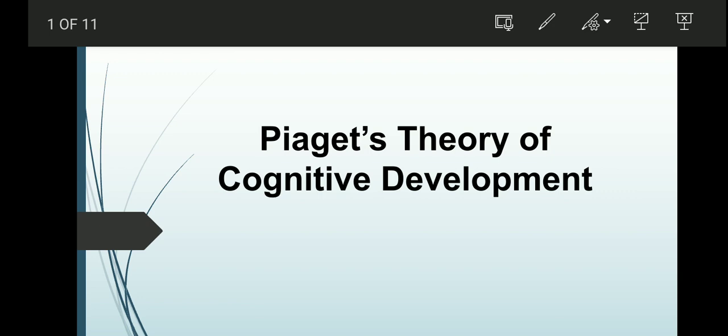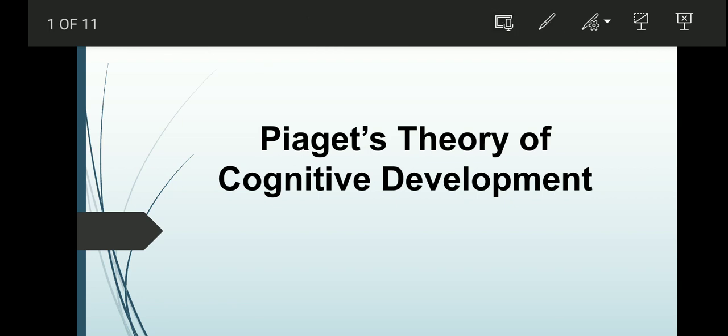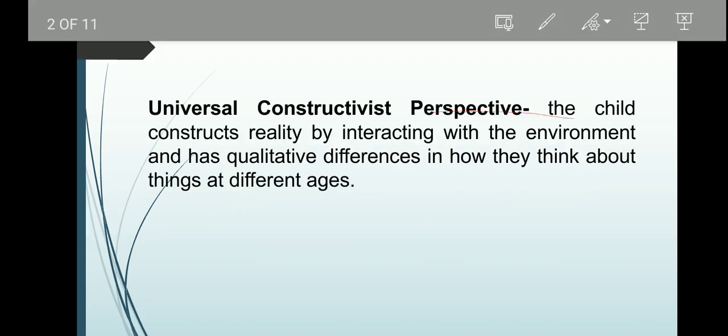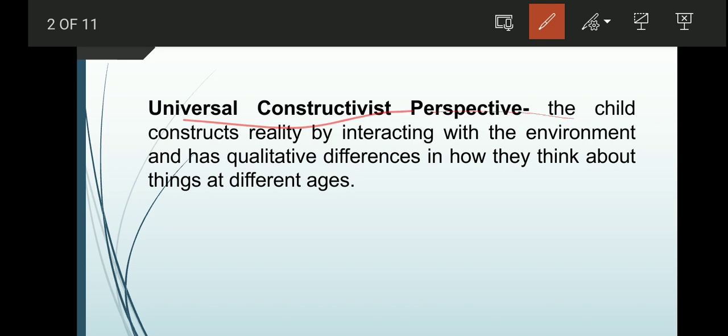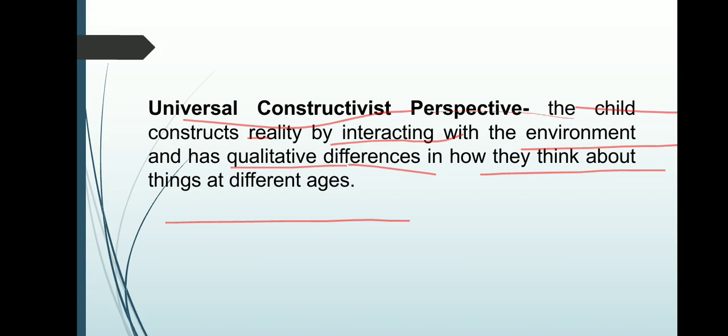Okay? So the first theory that I would like to discuss to you this morning is Piaget's theory of cognitive development. So now let's focus on the cognitive development aspects. There's what we call a universal constructivist perspective. The child constructs reality by interacting with the environment and has qualitative differences in how they think about things at different ages. Of course, as we go along, kung pansin niyo ang mga bata, 'di ba? In each stage of development nila, lahi og milestone, lahi sila mo perceive sa ilang environmental aspects, sa social aspects like that. So it's like a qualitative process. There are qualitative differences with regards to their development or stages.